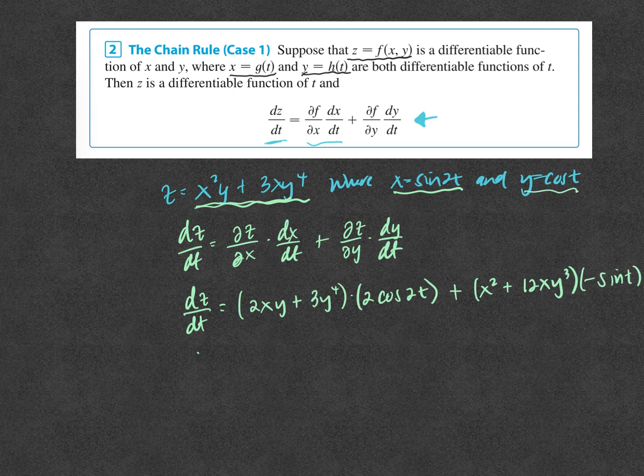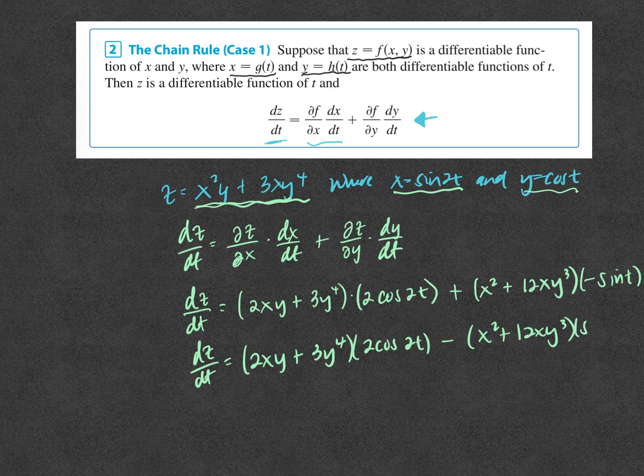So we're going to rewrite it, not much, because you don't really want to distribute this mess. That's a lot of variables happening. So we're just going to rewrite it like this. And this would be minus x squared plus 12xy to the third times sine of t. So the chain rule isn't overly hard. It's just making sure that you catch all the pieces of it. Let's look at one more.